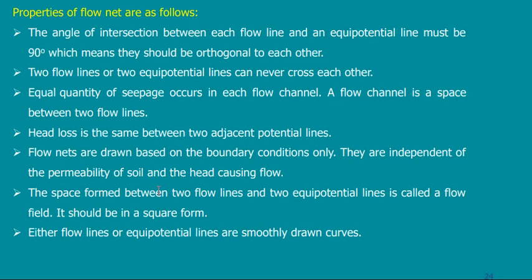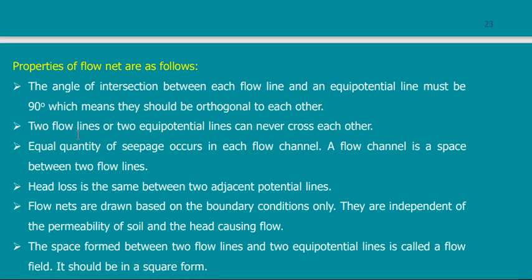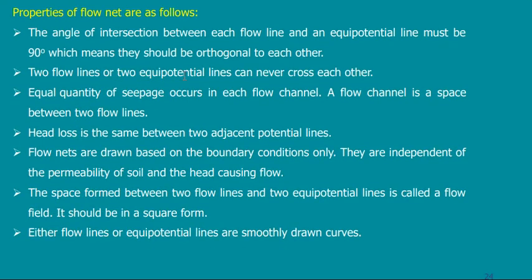Properties of flow nets. The angle of intersection between each flow line and the equipotential line must be 90 degrees, which means they should be orthogonal to each other. Two flow lines or two equipotential lines can never cross each other. It means that I cannot have two lines moving and then suddenly find them crossing each other. This will never happen.